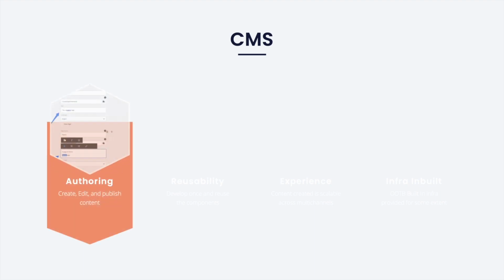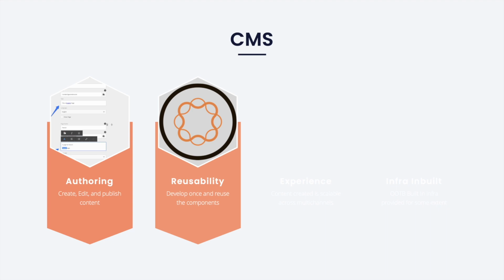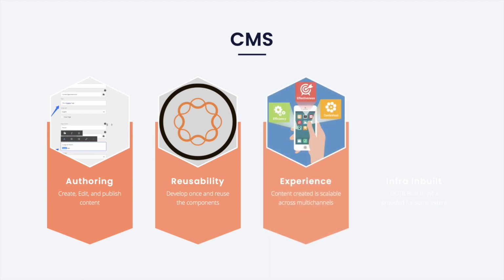And the main features of CMS are, like, authoring, where you come to the author environment or the CMS application system and create, edit and publish the content. And the next feature is reusability. Like I said before, the application development happens once and the content and the components that we develop in the CMS platform can be reused across the websites. And we have multiple experiences that we can leverage through the CMS platforms.